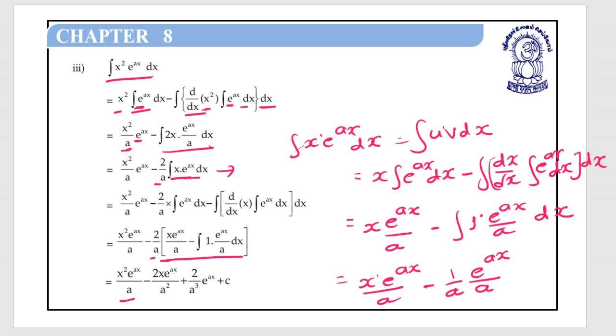x square e raised to ax by a as it is, minus 2 by a, multiply with this, so a into a becomes a square. 2x e raised to ax, minus minus plus 2 upon a cube e raised to ax plus c. Okay.